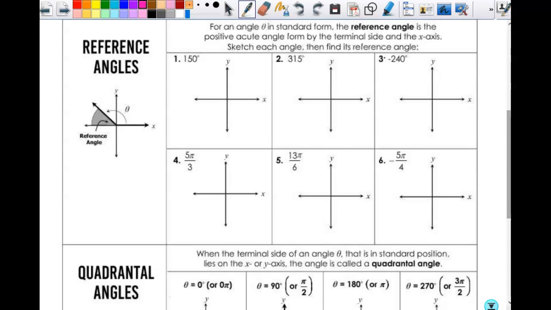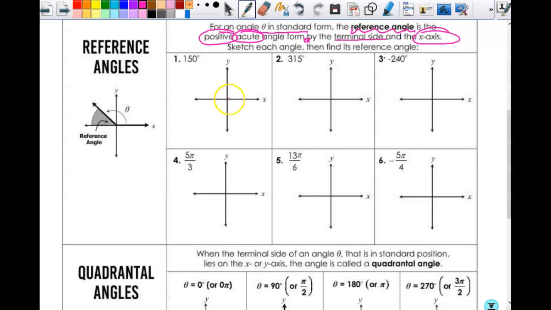It says for an angle of theta in standard form, the reference angle is the, here's what's important, positive acute angle formed by the terminal side and the x-axis. Not the y-axis. The x-axis. It's always positive, it's always acute. So it doesn't matter which direction you go to get to the x-axis, it's still going to be positive.